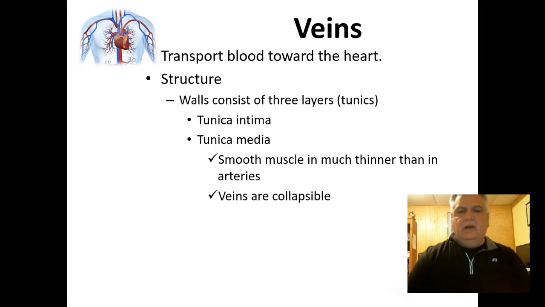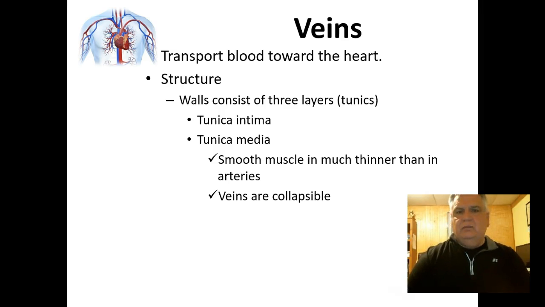And part of the reason for that is because the veins are kind of passively receiving the blood from the capillary beds. They're further away from the heart, so the blood pressure is lower. They don't have to resist as much pressure, and so the smooth muscle is going to be much thinner than it is in the arteries. But because that smooth muscle is much thinner, the veins are said to be collapsible.